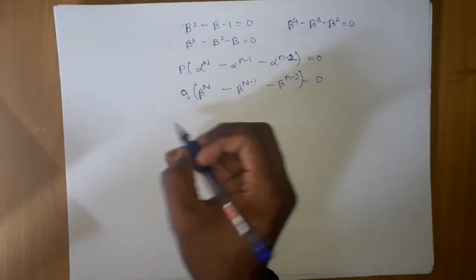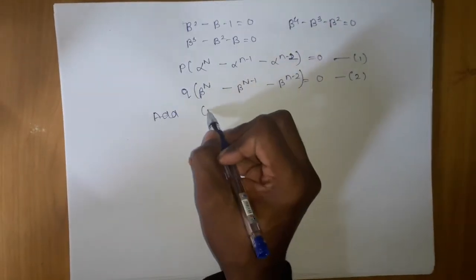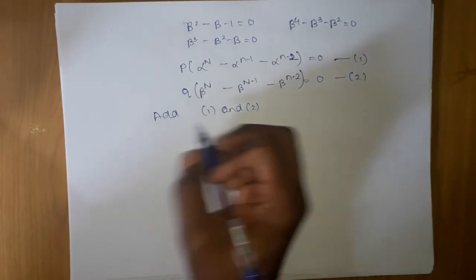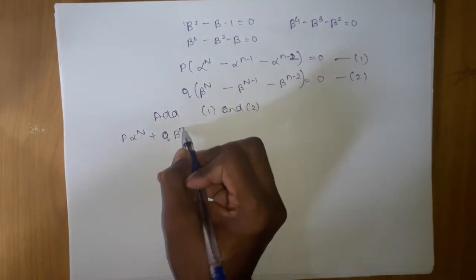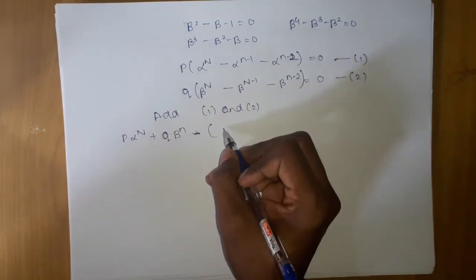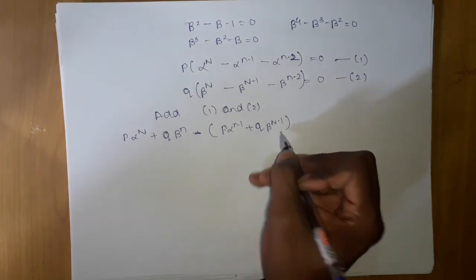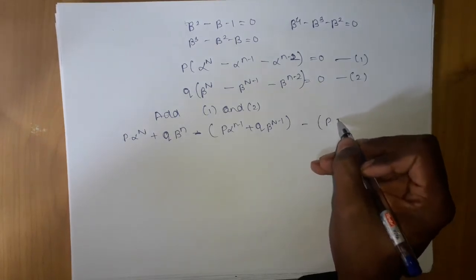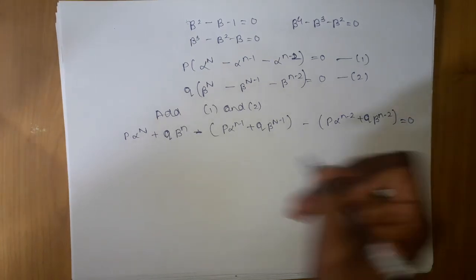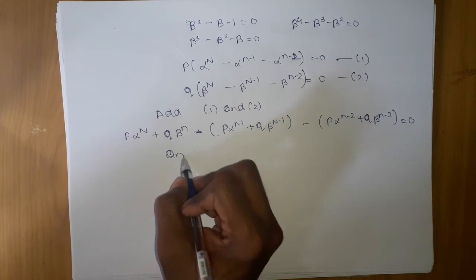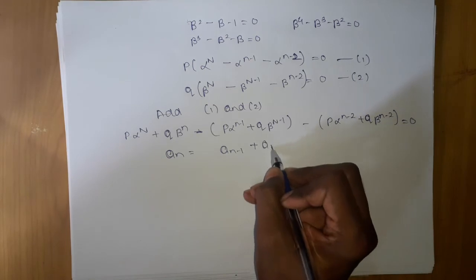So let's add this. Let me call it 1 and this 2, add 1 and 2. If I add, I get p alpha to the power n plus q beta to the power n, minus p alpha to the power n minus 1 plus q beta to the power n minus 1, further minus p alpha to the power n minus 2 plus q beta to the power n minus 2. This should all be equal to 0, but this is an, and when I move it to that side, it is an minus 1 plus an minus 2.